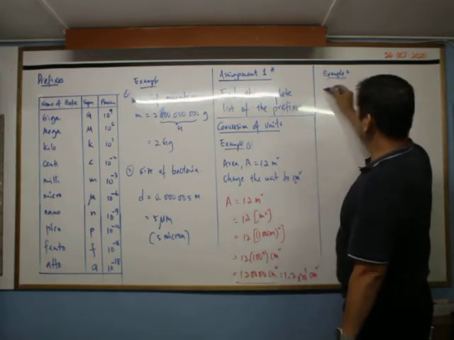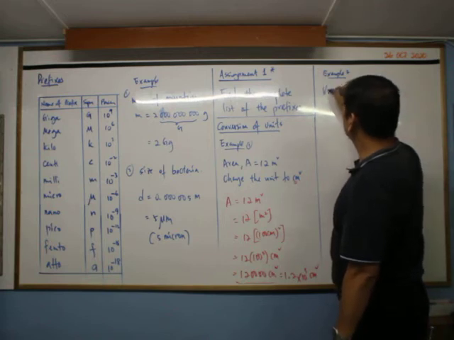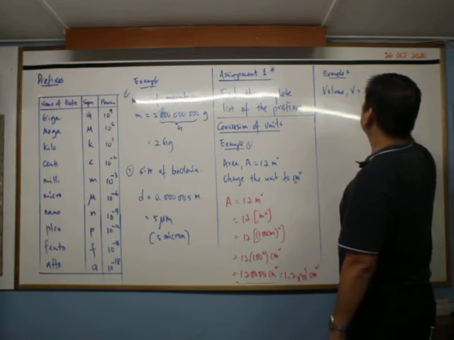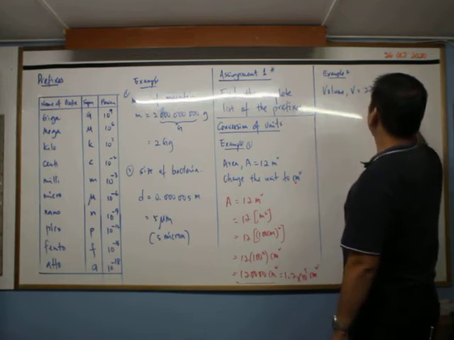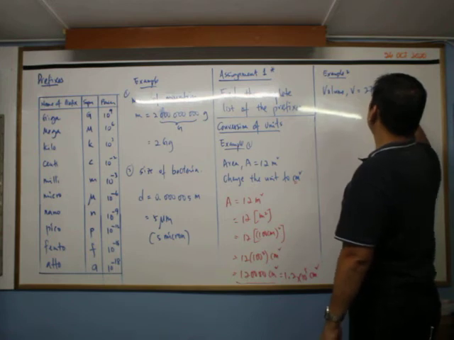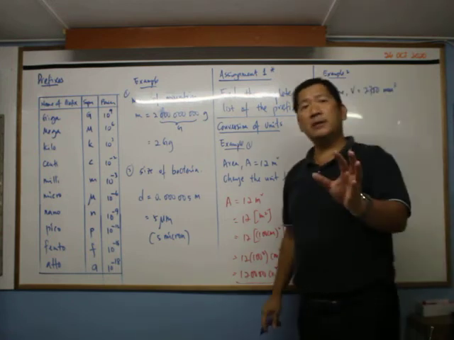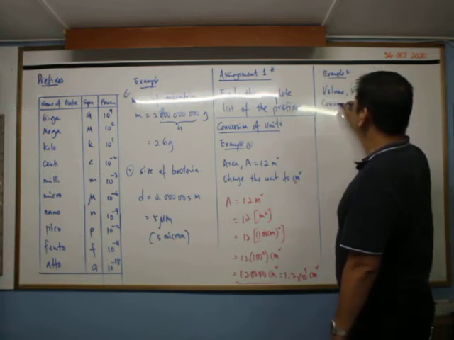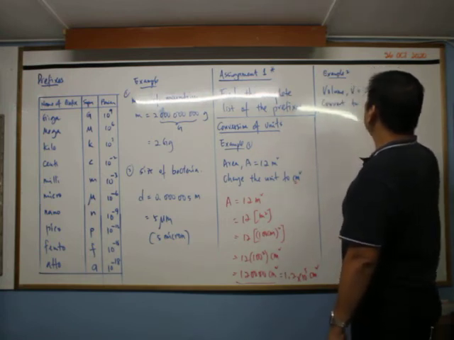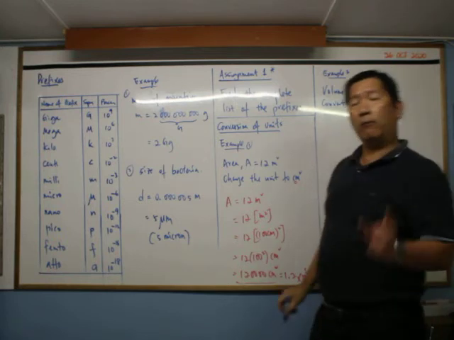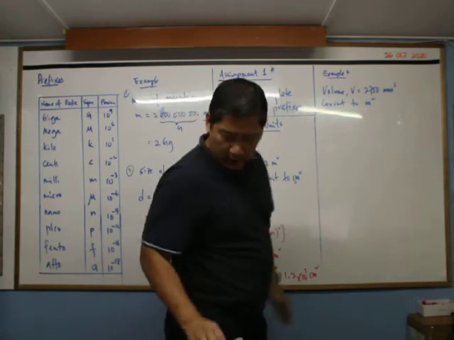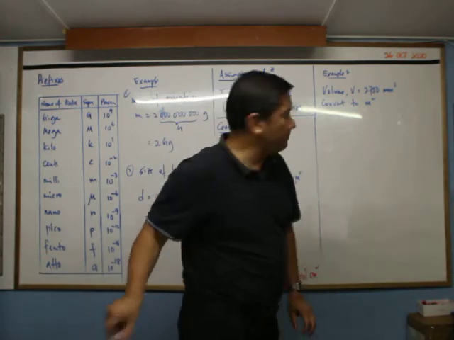So our volume, let's say V is equal to 2,750 cubic millimeter. Now convert to cubic meter. So how? Same thing. You use the same procedure, same method.